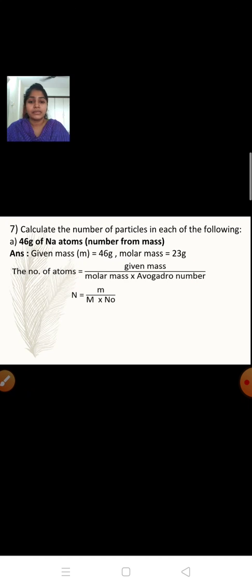So over here number of atoms means number of particles, and that is capital N. The mass symbol is small m, molar mass capital M, and Avogadro's number N0. So when we put the values, it will be 46 upon 23 multiplied by 6.022 into 10 raised to 23. After this, when we calculate, we get the answer as 12.044 into 10 raised to 23 atoms. Is it clear?